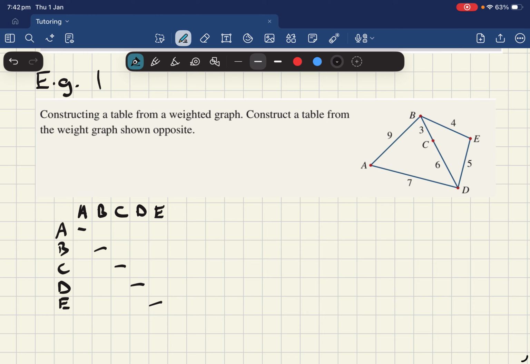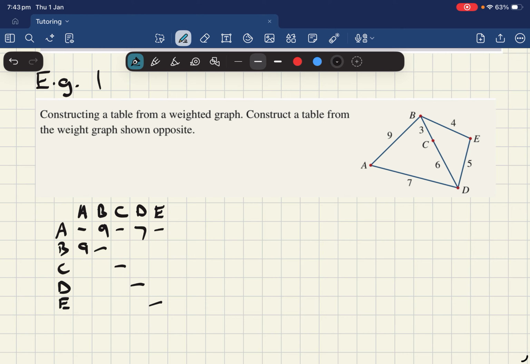If you look at the connection from A to B, this has a weighted edge of 9, so that will go into this cell here. If you go from A to C, we can see that there's actually no edge connecting A to C. So we leave this one blank, or you can draw a dash through it as well. A to D has a weight of 7, and A to E, once again, doesn't connect. Basically, we're just going to continue doing this until the entire table is filled out.